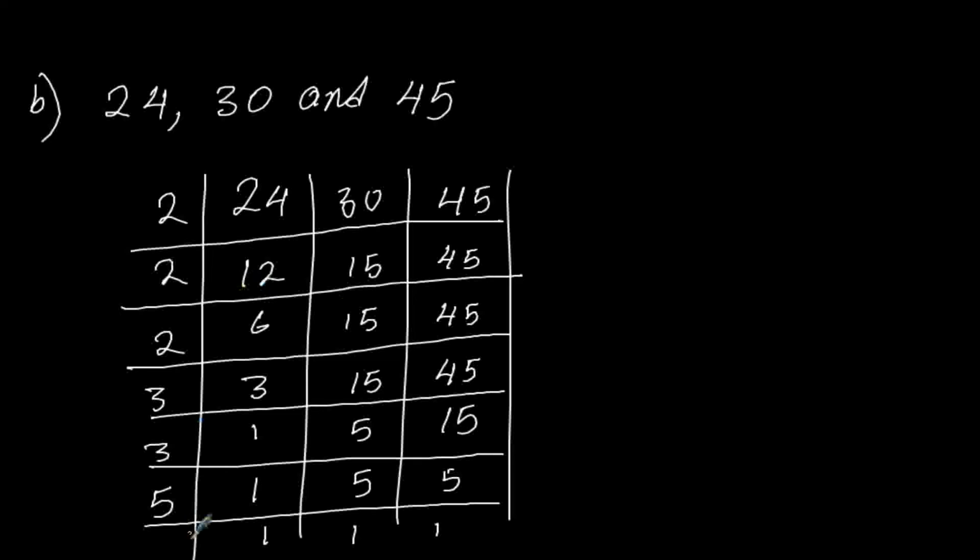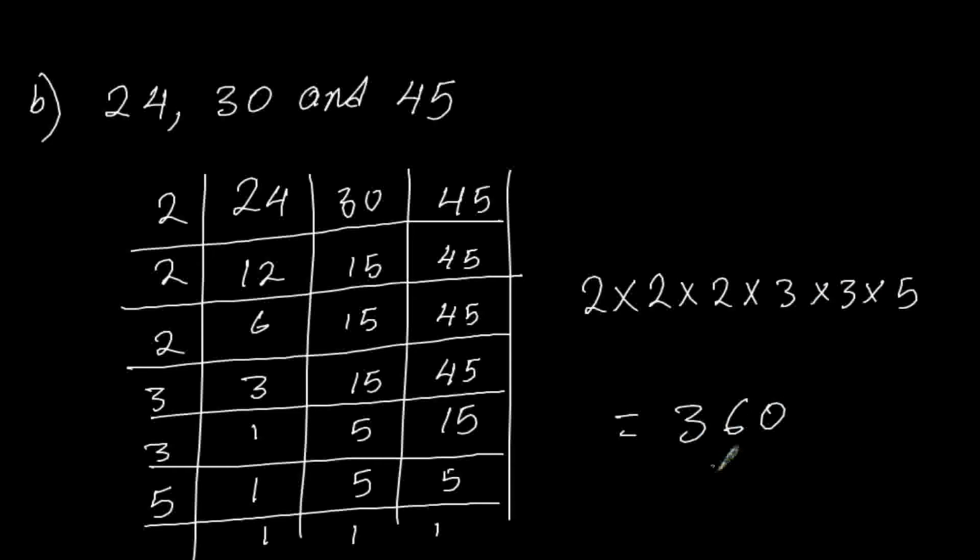And then I have to multiply these numbers here. That is 2 times 2 times 2 times 3 times 3 times 5. So I'm having 2 times 2 times 2 is 8, times 9, and then times 5, which will give me 360. So that is our answer.